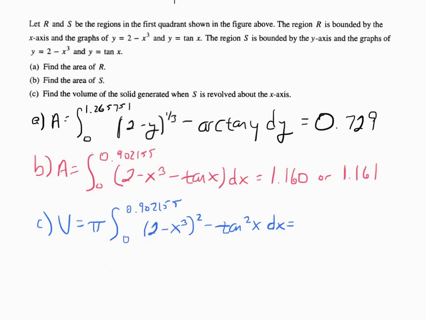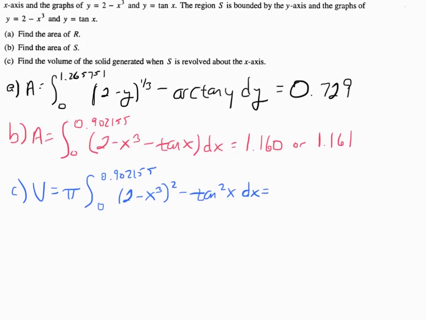And there are a few ways that you can leave your answer. You can write it in terms of pi, which would look like this, 2.652 pi. Or you can multiply that decimal times pi and you'll get 8.331 or 8.332.